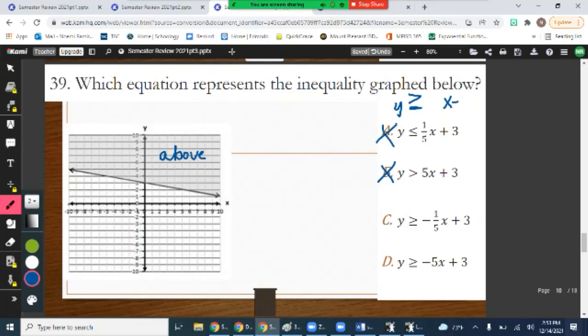Now from there, it looks like we're forced to find the equation. The easiest point to find on that equation is the y-intercept, which is 3. Both of those last two answers have a 3, so I can't eliminate anything. So they're really going to force us to find the slope. Now to find the slope, rise over run, we're going up or down. Down is a negative. They're both negative. I still can't eliminate anything.